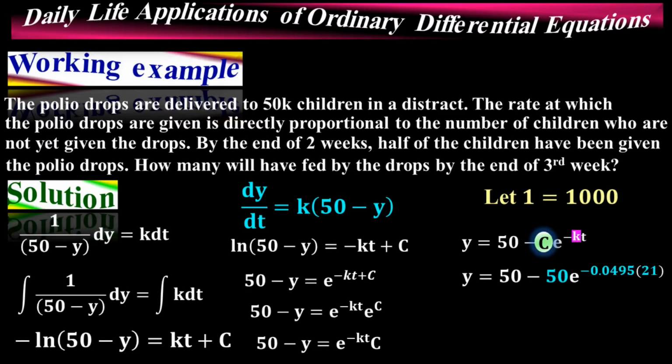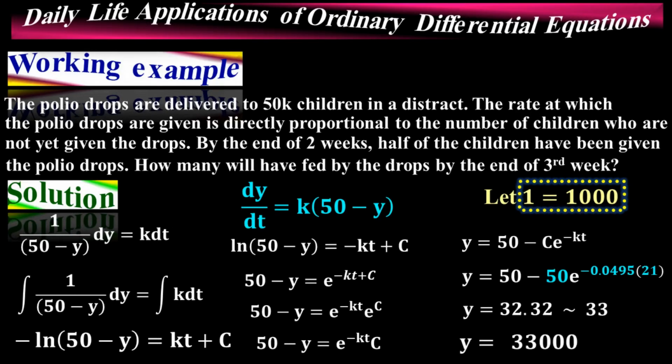Just put these values here. Now the task is how many children have been fed by the drops after 3 weeks. The time t is 21 here, because 21 is the number of days in 3 weeks. Solve the equation further and you will get y equals 32.32, which is approximately 33. If 1 equals 1,000, there are 33,000 children that have been fed after 3 weeks. This is my final answer.